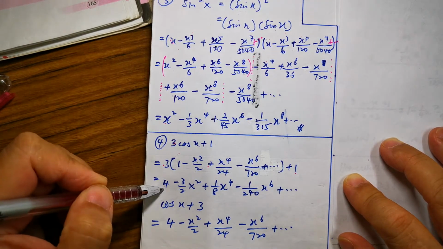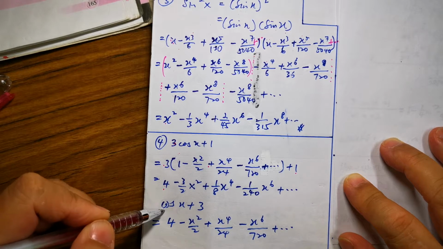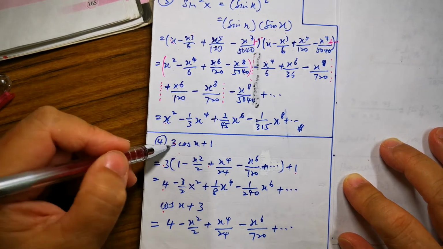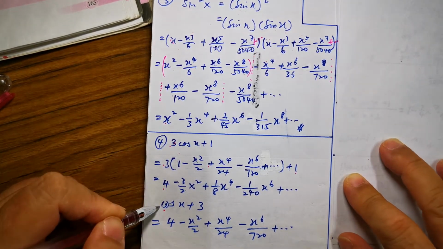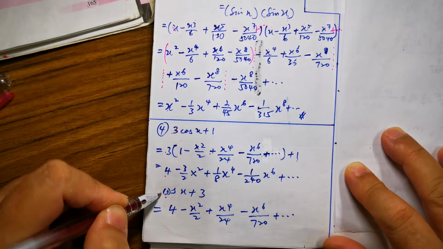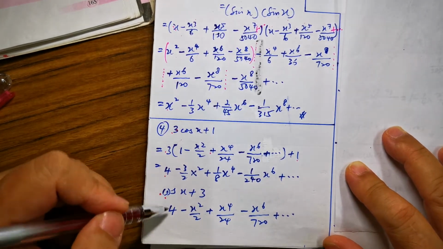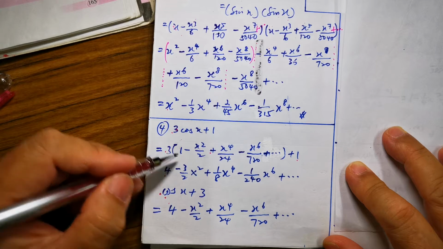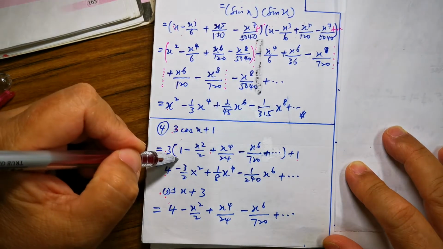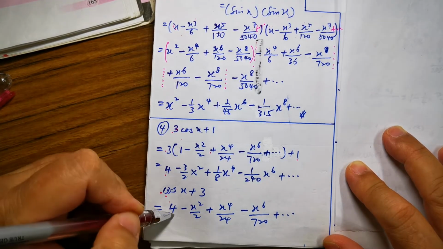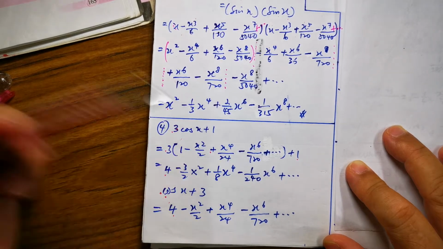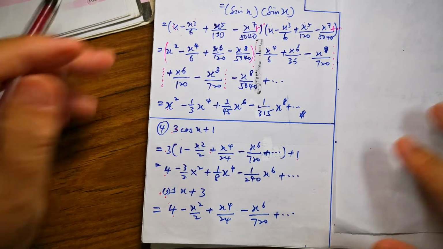Just simplify them only. Then the numerator is cos x plus 3 and this is the denominator. Just very simple. Cos x is this one, plus 3, so this one plus 3 is 4. The others are the same. Next step.